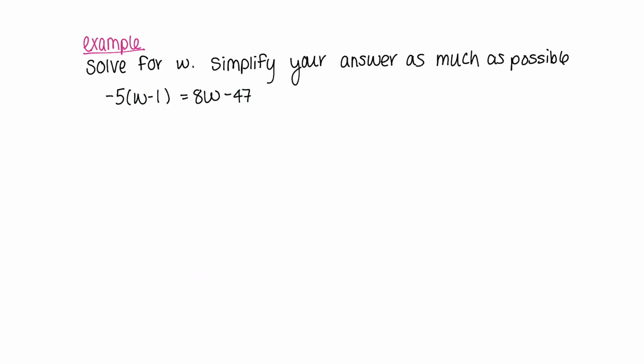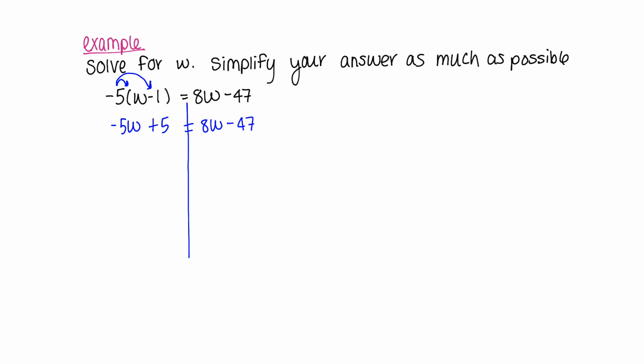All right, let's go ahead and do one last example. Here we have negative 5 times the quantity w minus 1 is equal to 8w minus 47. Once again, I'm drawing my wall, and I am going to start with distribution. Negative 5 times w is negative 5w, and then we have a negative 5 and a negative 1, and 2 negatives make a positive. So 5 times 1 is 5. I'm going to pull down everything from the other side and leave it alone.